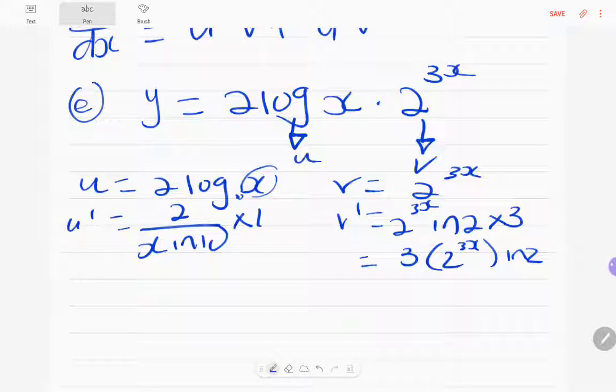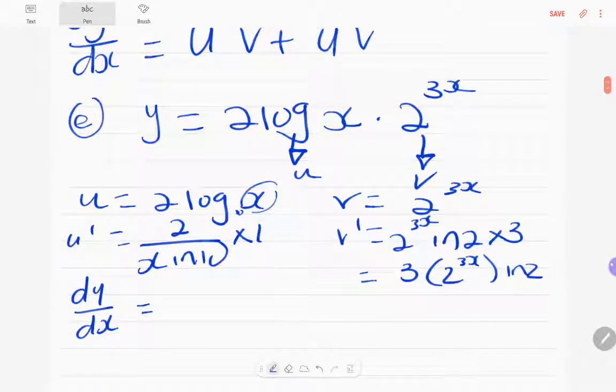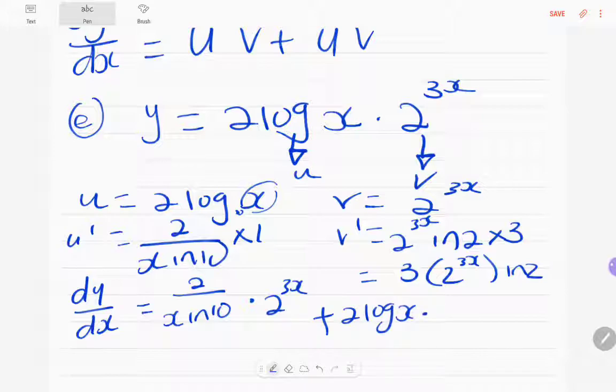So we come to the formula. dy over dx is equal to, what is our u prime? Our u prime is 2 over x ln 10 multiplied by v, which is 2 to the power 3x, plus, what is our u? Our u is 2 log x multiplied by v prime. What is our v prime? It is 3 into 2 to the power 3x ln 2.